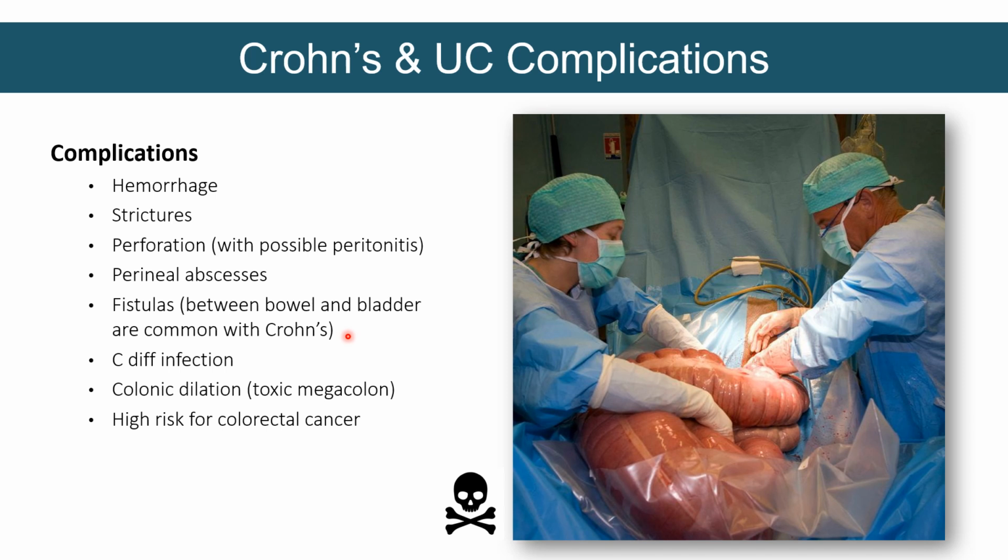Complications from both Crohn's and ulcerative colitis include hemorrhage. Strictures can also happen with ulcerative colitis, but again, like I mentioned, it's more common with Crohn's. Perforation, okay, again, it can lead to peritonitis, which is deadly. Perineal abscesses. Fistulas, which are most common in Crohn's. An example of that would be a little path made from the bowel to the bladder. So that patient will actually be urinating urine and fecal matter through the urethra.